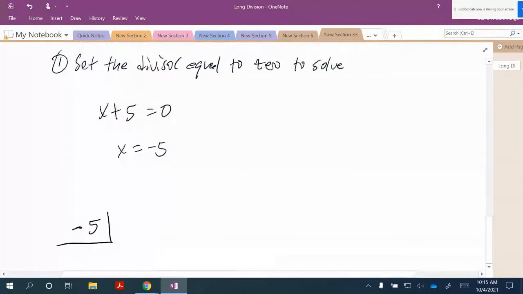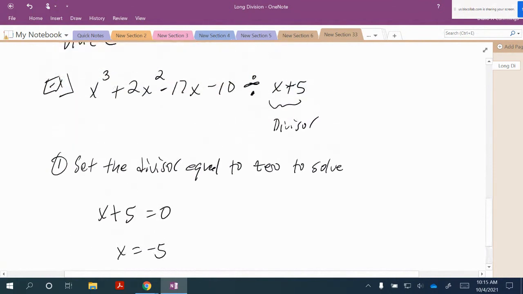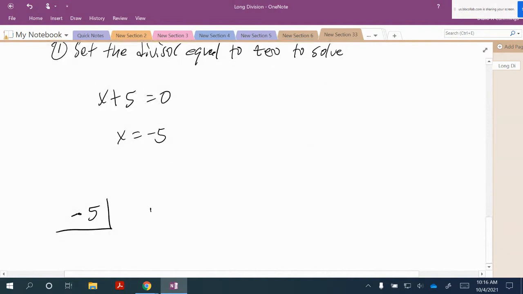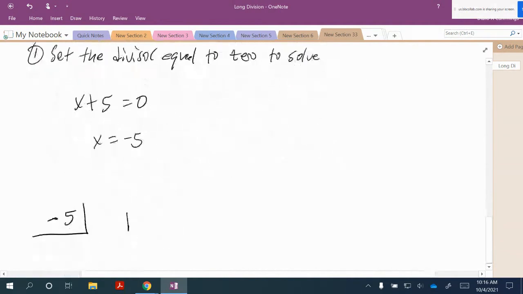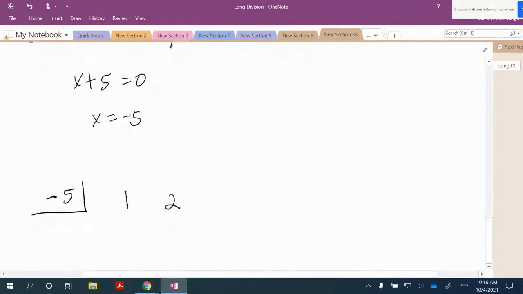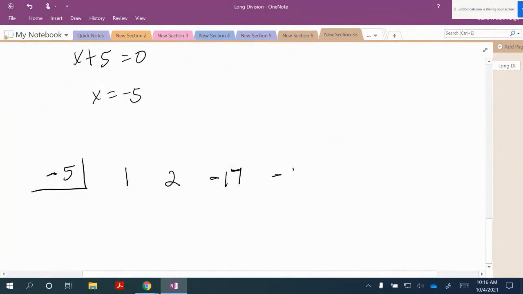All right. The second thing we're going to do is list out all of the coefficients of the dividend. What do I mean? Well, if we go back to our dividend, for my first term, the coefficient is a 1. For my second term, the coefficient is a 2. For my third term, the coefficient is -17, so you must include the sign as well as the value. And my constant is -10.